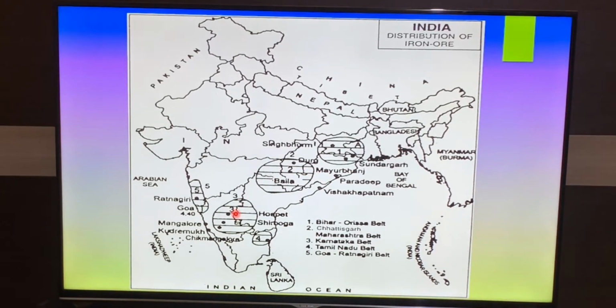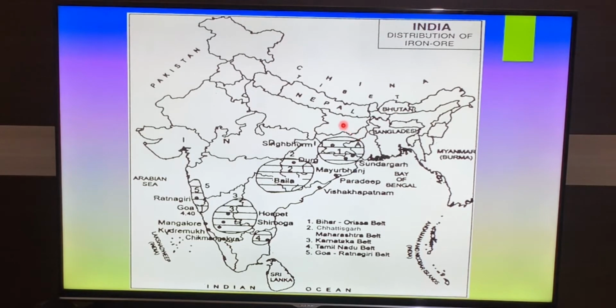Karnataka, Chhattisgarh, Jharkhand, Madhya Pradesh, Maharashtra, Rajasthan. In these states we find iron ores, and these are the important belts where you find iron ores: Bihar and Orissa belt, Maharashtra belt, Karnataka belt, Tamil Nadu belt, Goa and Ratnagiri belt.